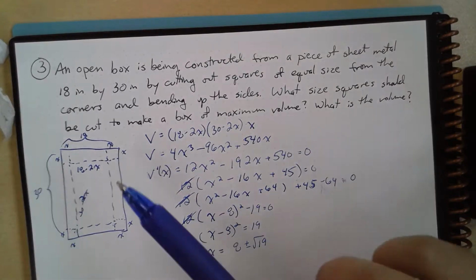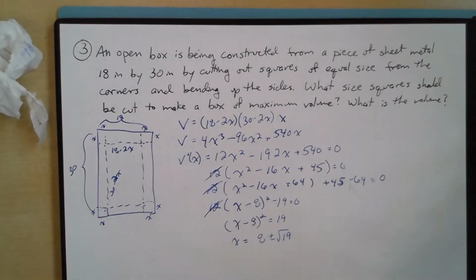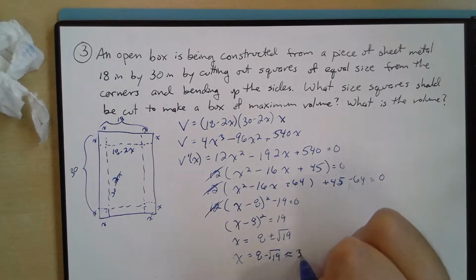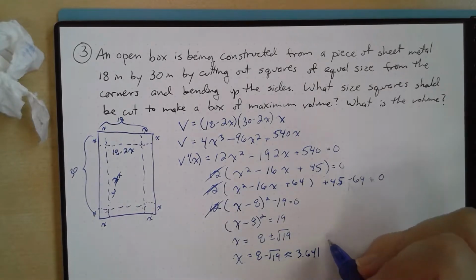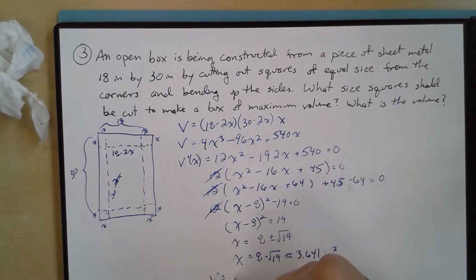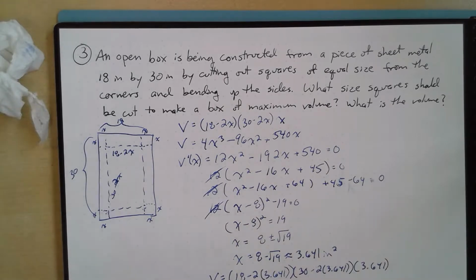Well, if I had two 12.35s, this would be 24. I couldn't take that out. It's too big. So x has to actually be equal to 8 minus radical 19, which is about 3.641. Okay? So that's the length of the square. The square is going to be 3.641 inches squared, right? And so our volume is going to be equal to 18 minus 2 times 3.641 times 30 minus 2 times 3.641 times 3.641, and I'll calculate that.